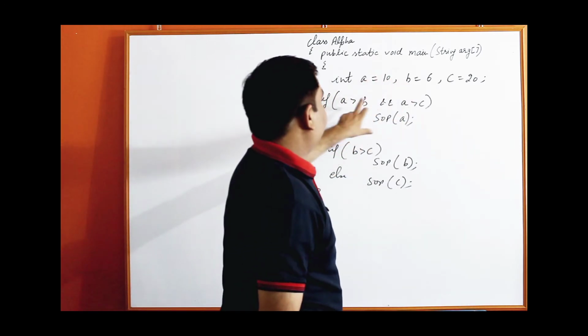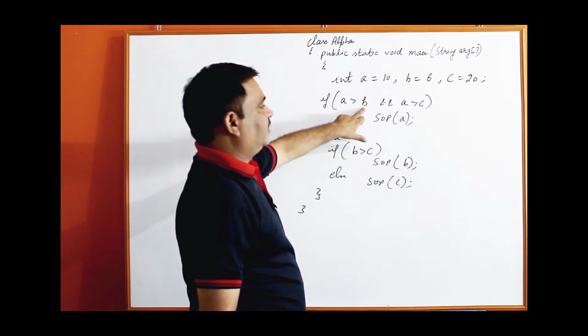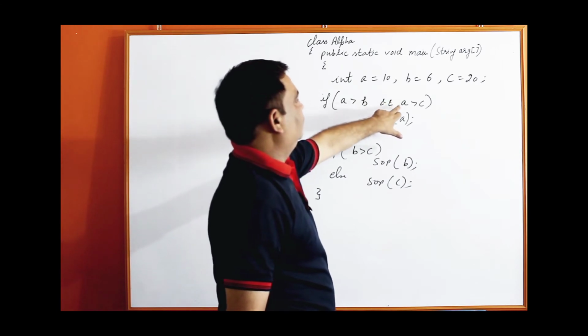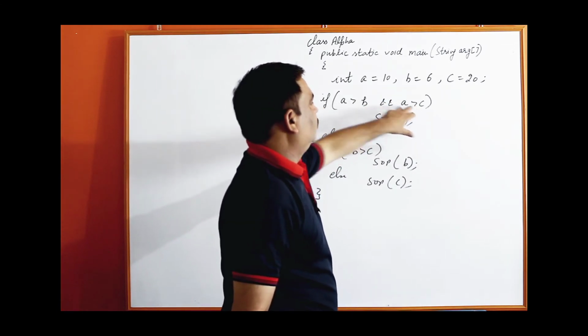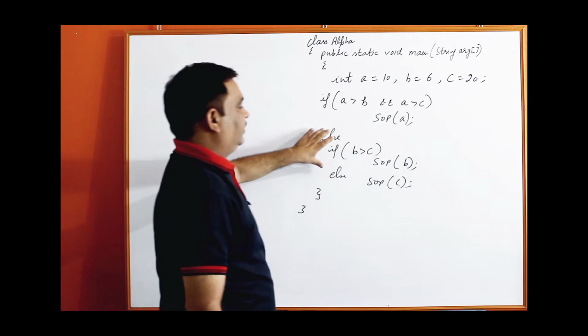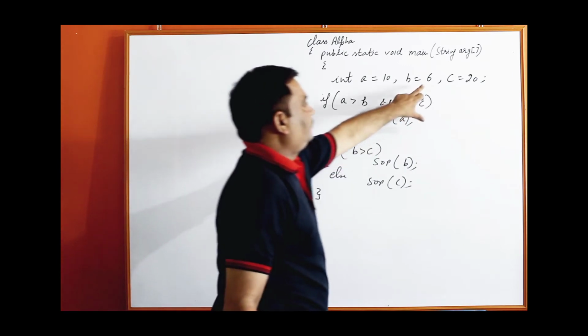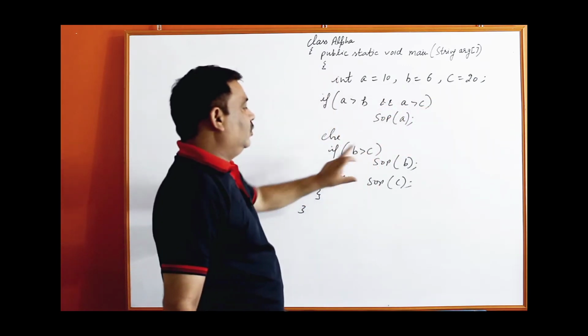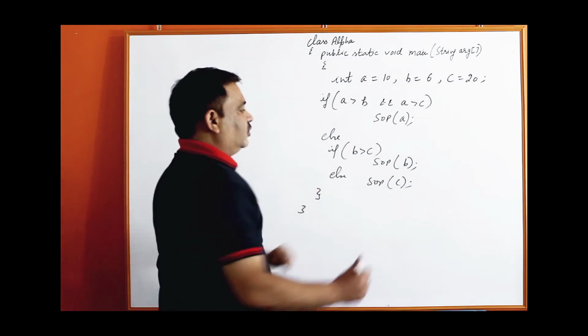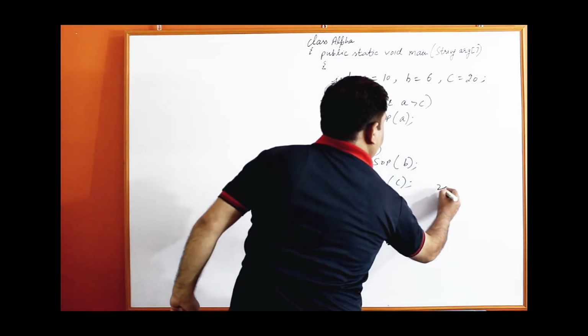In this case, 10 is greater than 6, true. 10 is greater than 20, false, so overall it is false, so else will execute. B is greater than C, 6 is greater than 20, no, so else will execute, so C. So 20 will be printed here.